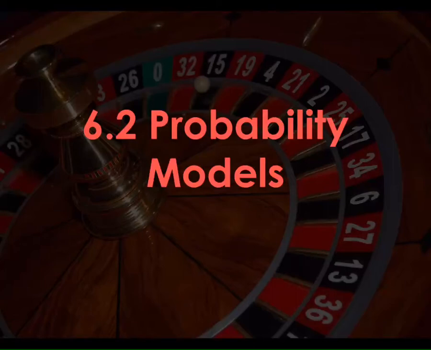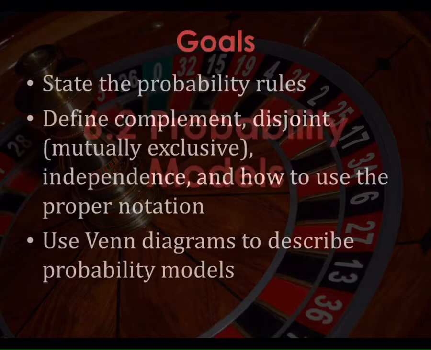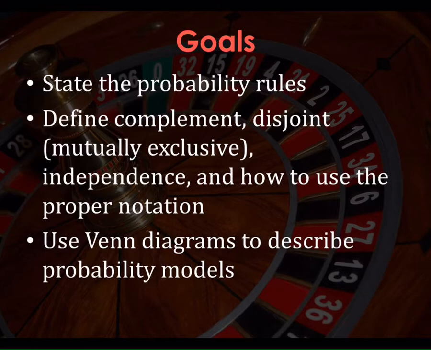This is Mr. Liao, and it's time for section 6.2 for AP Statistics, Probability Rules. Today, our objectives are to state the probability rules, the first 5 at least, define complement, disjoint events, which is another word for mutually exclusive events, independence, and how to use the proper notation when writing probability. Also, we're going to use Venn diagrams to describe probability models.